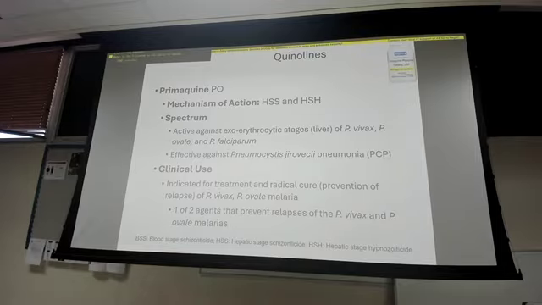We have Primaquine, so this is HSS and HSH. So the big thing from this slide, it's indicated for treatment and radical cure, so it can prevent that relapse that we're worried about with Vivax and Ovale. And it's effective against Pneumocystis jirovecii.